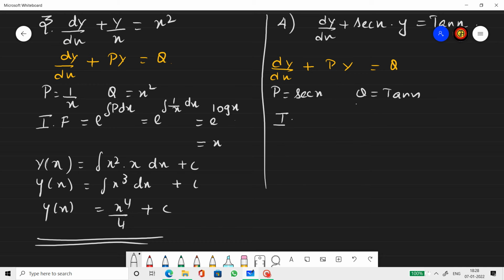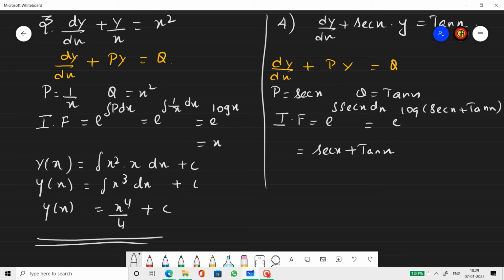So integrating factor equals e to the power of integration of sec x dx. And integration of sec x is log of sec x plus tan x. Now e and log will get cancelled again. So you get sec x plus tan x as the integrating factor answer. Don't put plus c here, just leave it as it is.